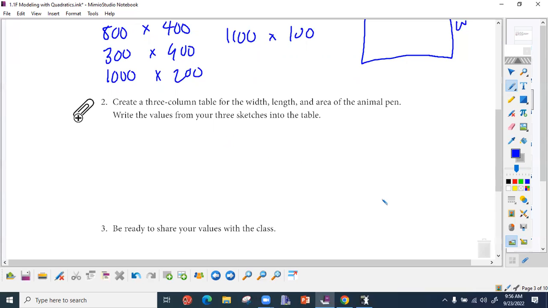All right, so now we're going to make a 3-column table with width, length, and area of the animal pen, okay? So we're going to write the values that we came up with from our sketches into there. We were talking about the rectangle and square argument. Okay. Here we go. So we're making our table: width, length, and area. So we have the width, we have our length.